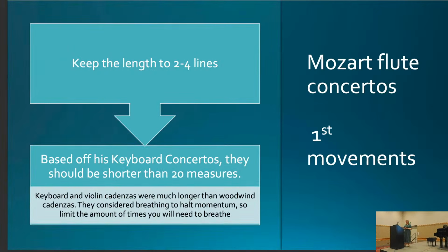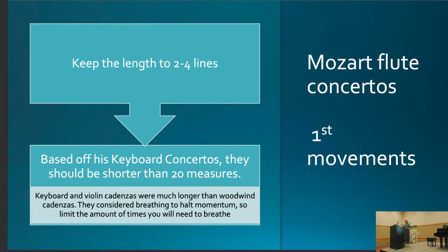All right, so here we're going to examine some specific stuff with the pieces. The Mozart concertos, first movements, you're going to want to keep it roughly to 2 to 4 lines. So shorter than 20 measures, and remember that the more you take a breath, the more you're going to halt your momentum.